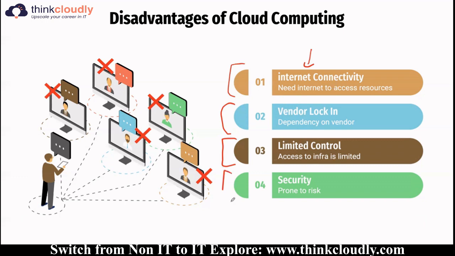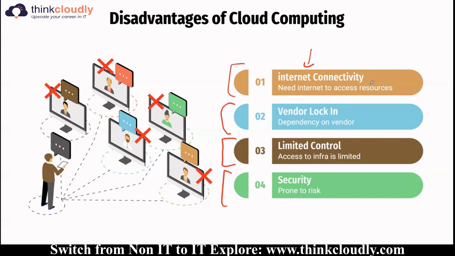Security. Security means that you're keeping your data on AWS. You are keeping your client's data on AWS. Now, what if AWS leaks your data? It means you are prone to risk. These are some of the disadvantages, but disadvantages are very few as compared to advantages. So that is why cloud became so popular.